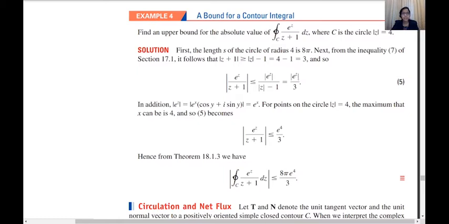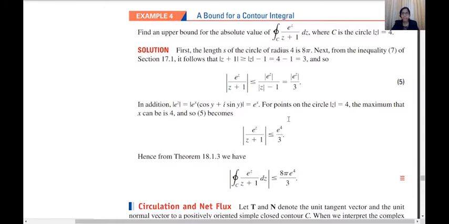e raised to z can be written as e raised to x into e raised to iy, right? We have done this before. And what is e raised to iy? That is cos y plus i sin y. So mod e raised to z is modulus of e raised to x into cos y plus i sin y. Now what is the modulus of cos y plus i sin y? It is the root of cos square y plus sin square y, which is nothing but 1. So this is nothing but e raised to x.